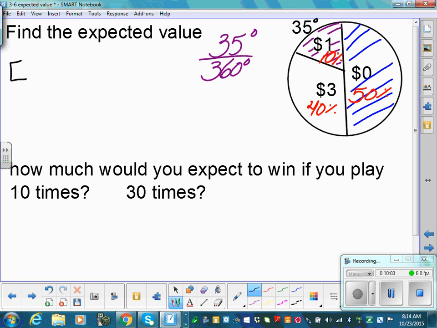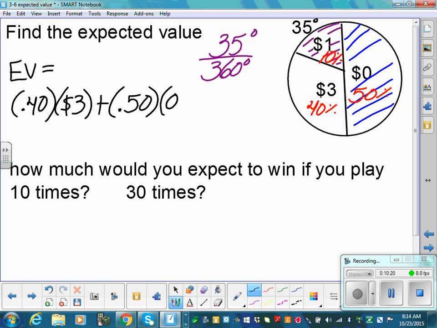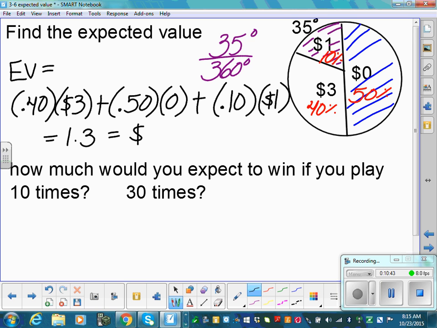So the expected value formula is equal to, you'll take your probability of landing on each section times how much you would win. So there's a 40% chance we'll win $3, plus there's a 50% chance we'll win $0, plus there's a 10% chance, 0.10, that we'll win $1. So go ahead and calculate that. And you get 1.3, which is equal to $1.30.